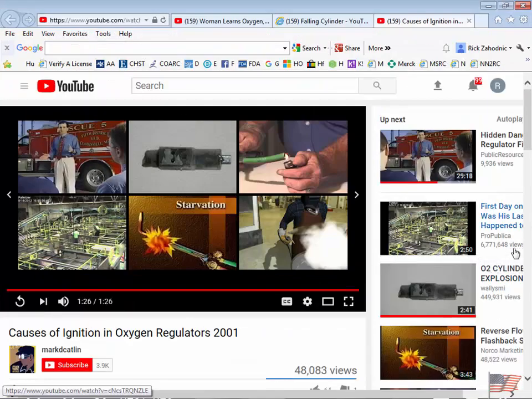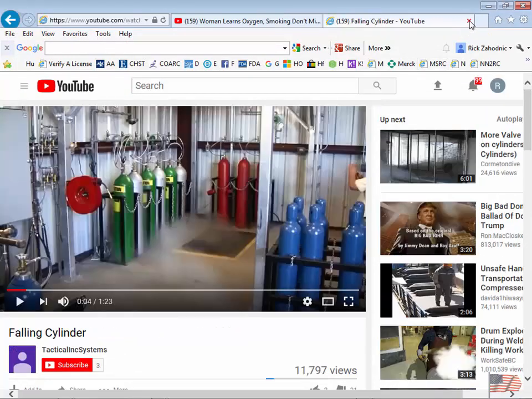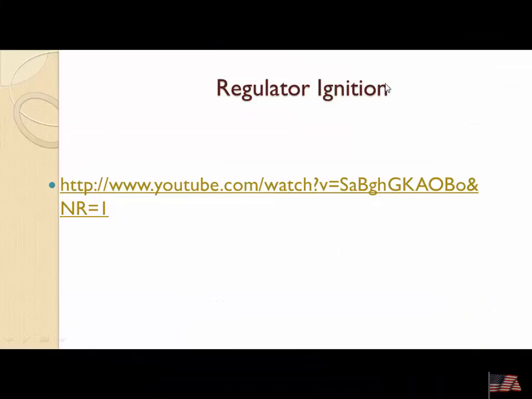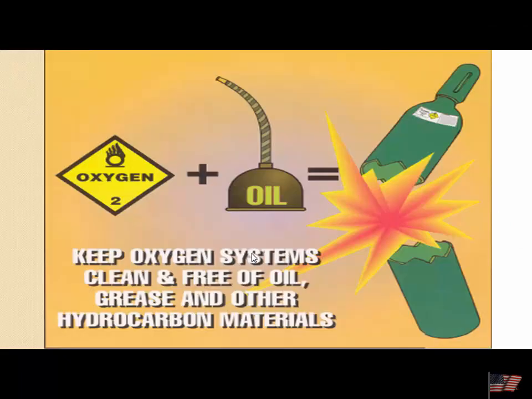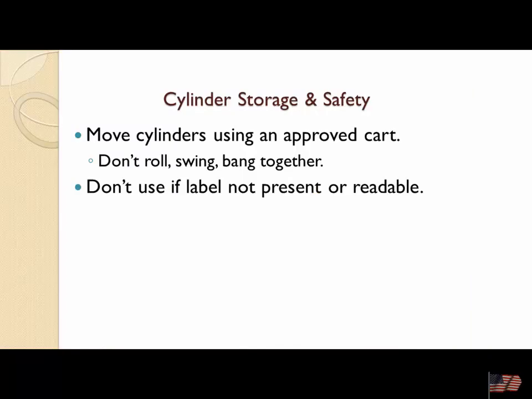Makes me want to go ahead and use them. It's not actually as bad as the impression that you get watching it. But again, the key part is not allowing oil or any petroleum-based substance to come in contact with oxygen because it can cause a fire to happen.